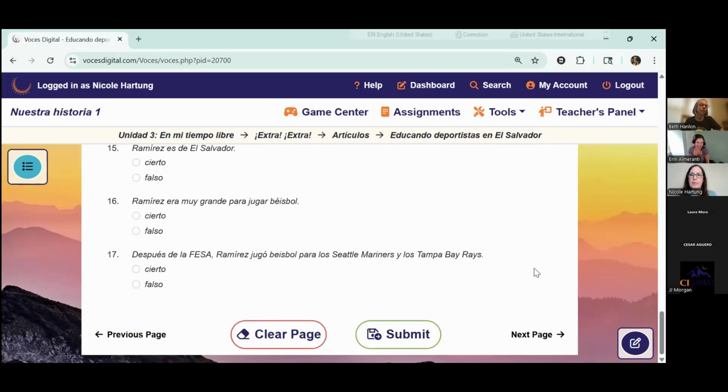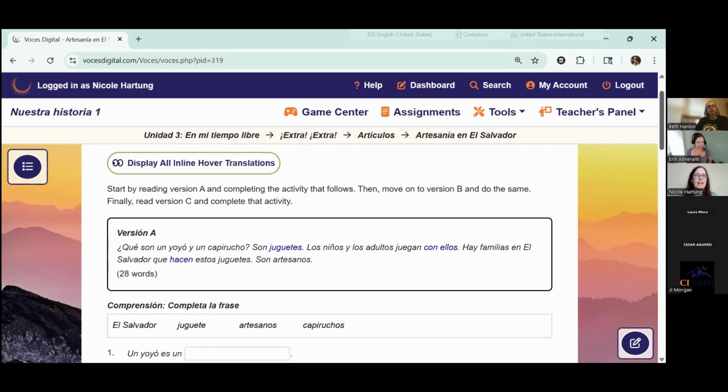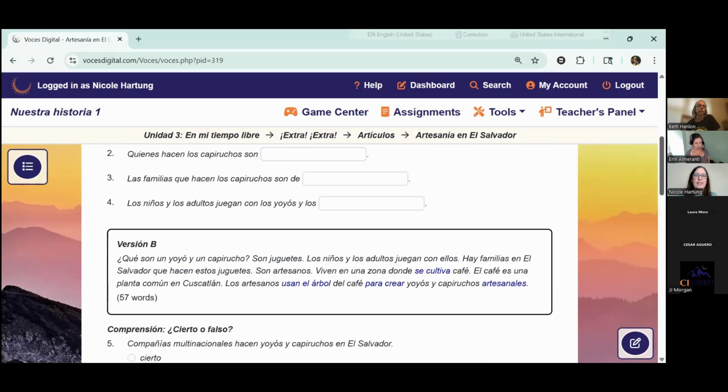And then I want, please take me to the next thing. Yep. And here is your option B. Here's what it looks like. Same thing, version A, et cetera.